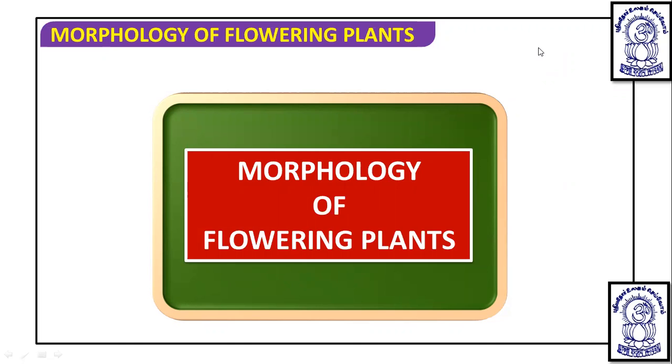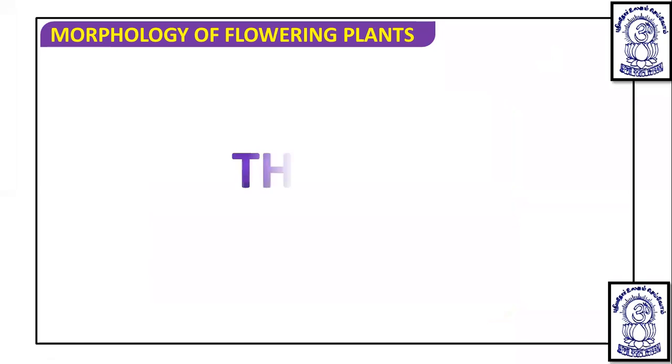Dear students, we are studying now the class 11th chapter, that is Morphology of Flowering Plants. In the previous classes, we have studied in detail about the vegetative structures like root and stem. But in today's lecture, we are going to talk about another vegetative structure, that is leaf.